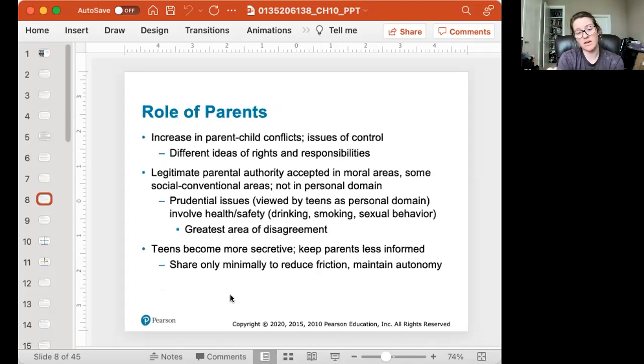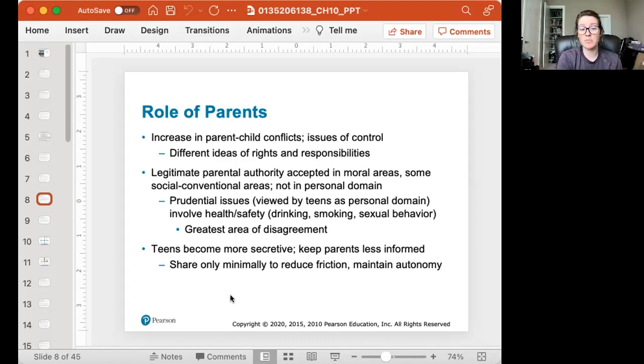Role of parents. There's an increase in parent-child conflict due to issues of control. So the parent is used to, up to the point of this identity development, being in charge and having control. The kid does what they say. They kind of go with the flow most of the time, unless they had a difficult personality or temperament growing up. And now all of a sudden the child isn't listening. They're not being compliant. They won't do what you say. They're very, I'm gonna do what I want to do. Gosh, mom, all this kind of stuff.